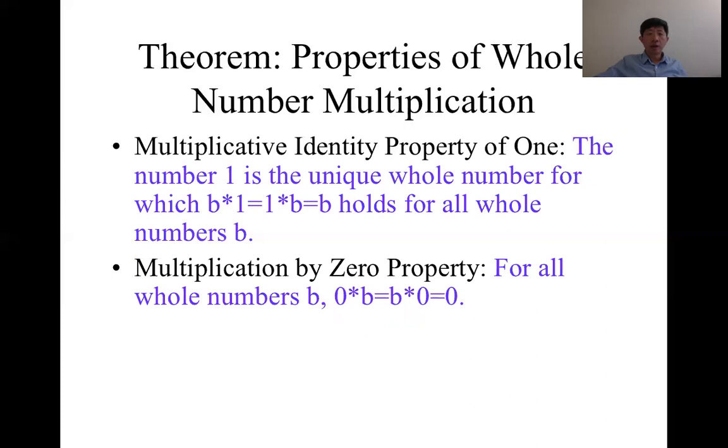And then you take any number times 0, and therefore you get 0. That's the multiplication by 0 property.